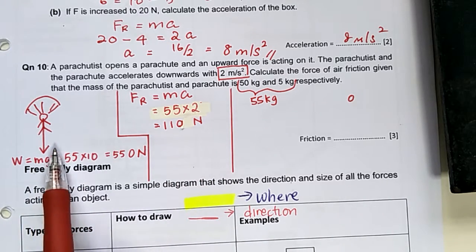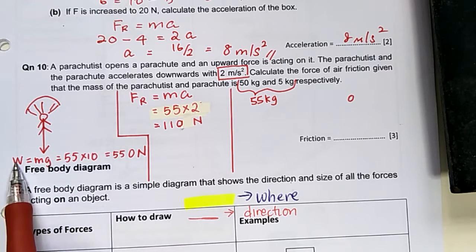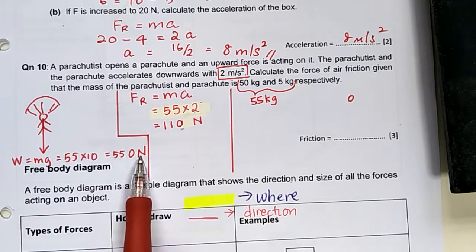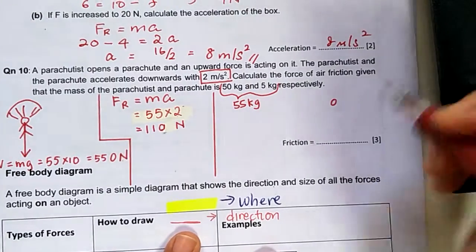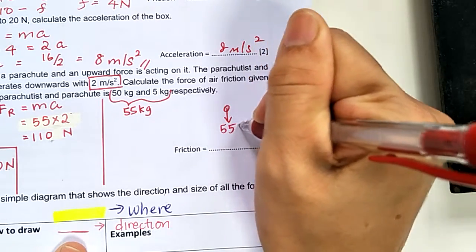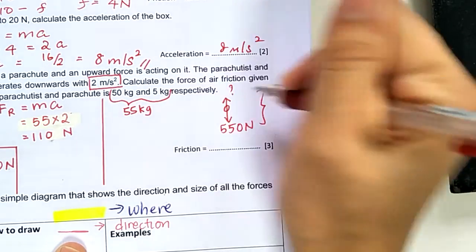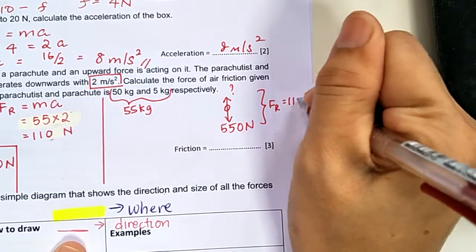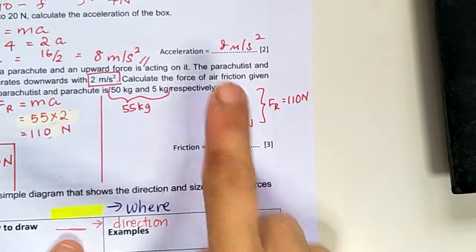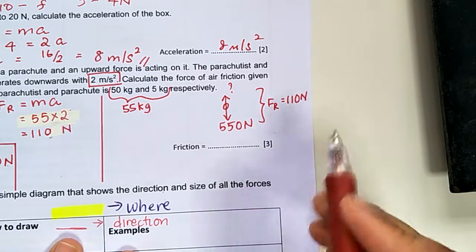And if we look at this, because they're falling towards the earth, definitely there's a downward force acting on it, which is the weight. And if you calculate using W equals mg, you will get the weight of 550 newtons. So now I will do the drawing like that. So we know that downward is 550 newtons. And there is an upward force which we don't know what it is, but we know that the resultant is 110 newtons. So therefore, this upward force will then be 550 minus 110.